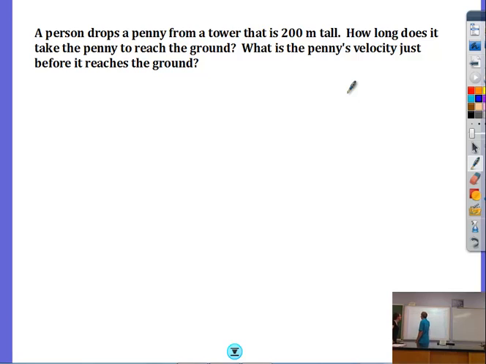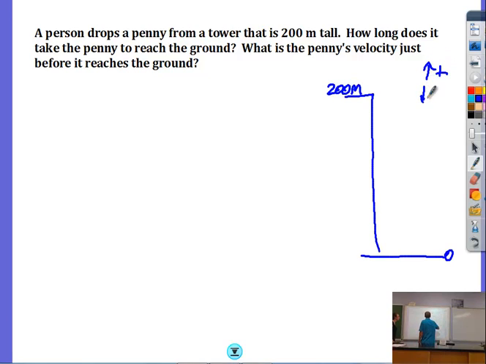Okay? So we're starting these problems the same way every time. What do we know? Maybe a picture. Okay, so I guess I'm going to start with the picture. My building is 200 meters tall, measured from the ground. So my ground is 0 meters. The top of my building is 200 meters. And since that's positive, I guess up is positive. So down would be negative.